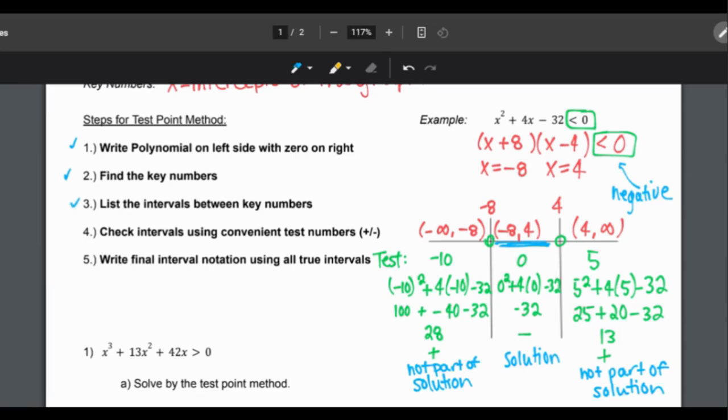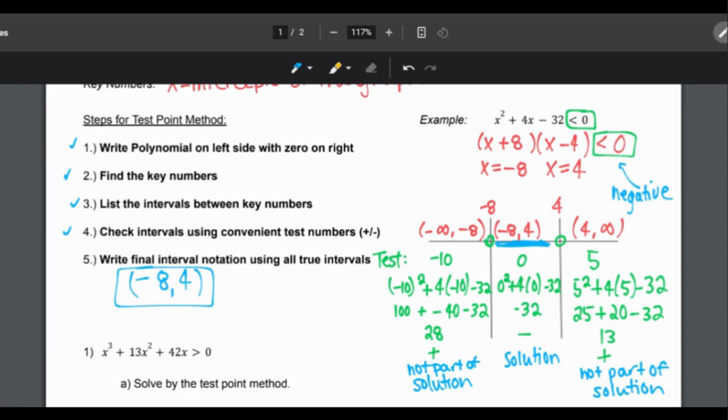I check the intervals and see if they're positive or negative. It says convenient test numbers. Pick the easiest number that's in that interval. And then my final solution is going to be the part that I shaded up here, which is -8 to 4, not including -8 and not including 4. So I'm going to use parentheses for that one.